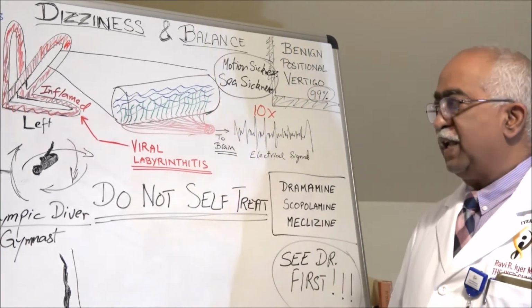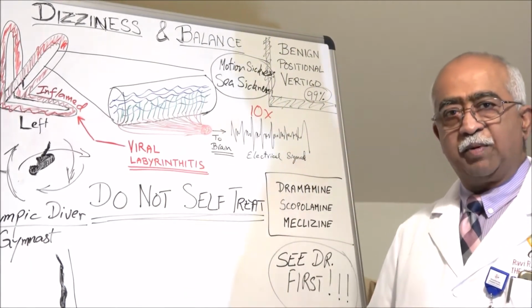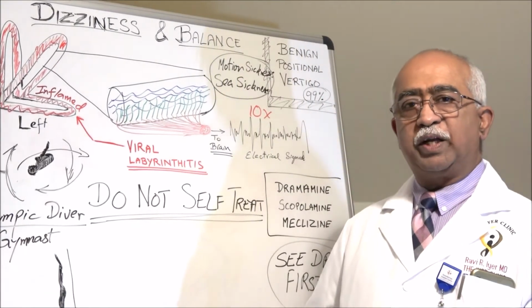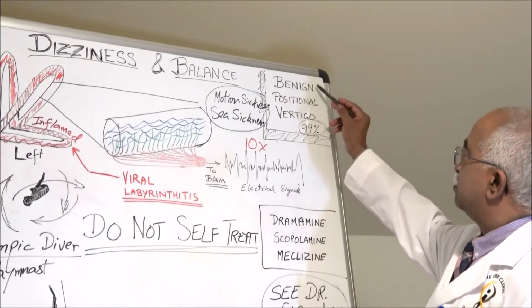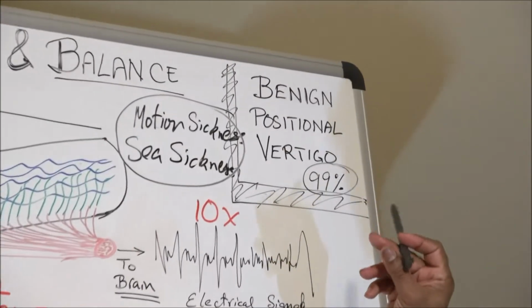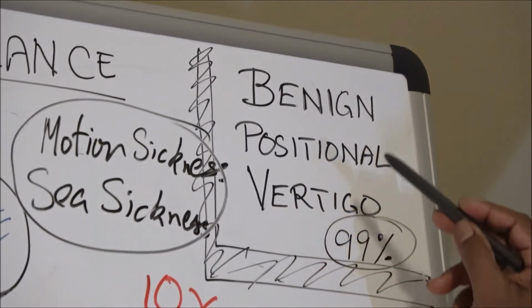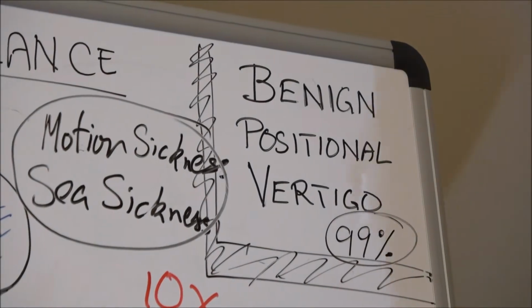However, 9 times out of 10, dizziness occurring in the primary care setting is usually of only one type, and that is known as benign positional vertigo. 99% of the cases that we see in the office are benign positional vertigo. What is benign positional vertigo?